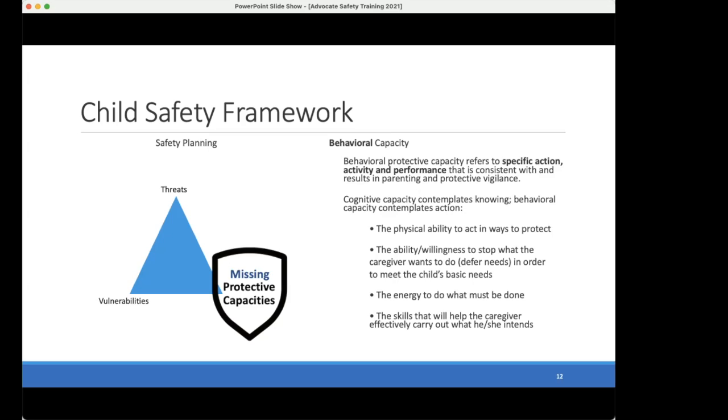Another one, especially for this last one, skills that will help the caregiver effectively carry out what he or she intends. A good example may be if the child has a feeding tube, like a GI tube, and the parent doesn't have the skill or know how to properly maintain that tube. So they can be with that child in small amounts of time, where the GI tube isn't necessarily an issue, but they cannot stay with that kid long term, depending on the severity and how old the child is, without somebody being there who understands how to use that feeding tube.